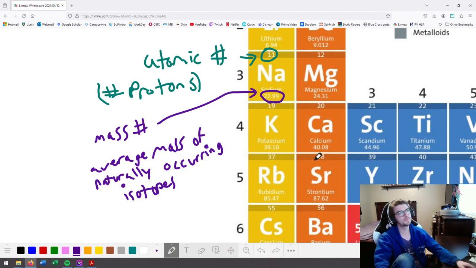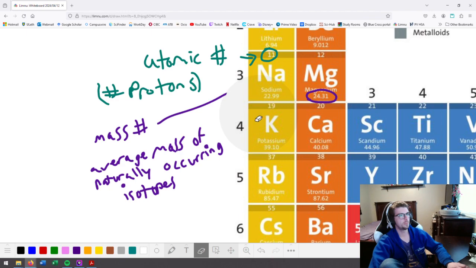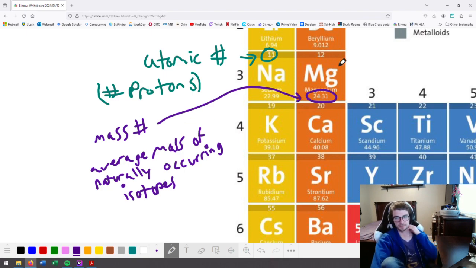So sodium is not the best choice to make when you're trying to talk about the average mass number, or average mass of isotopes, because it's almost exactly 23. Doesn't give me a whole lot to talk about. Something like magnesium at 24.3 is easier to talk about, so I'm going to do that instead. Okay, so now we're talking about magnesium for the mass number.